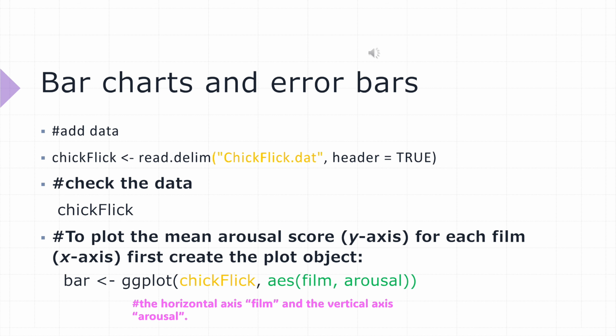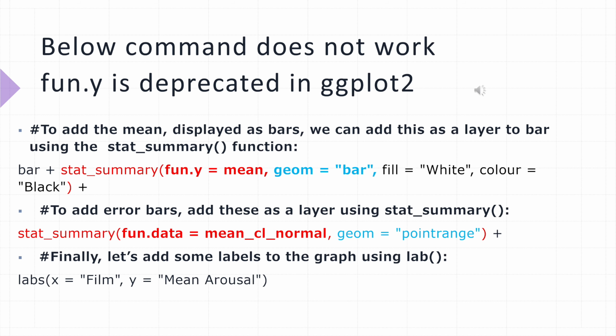Most procedures are the same as before. Load the data and set axes in the mapping. Choose the x-axis and the y-axis with aes. Then add the layers. Note about function names: the textbook shows fun.y. That option is deprecated in ggplot2.